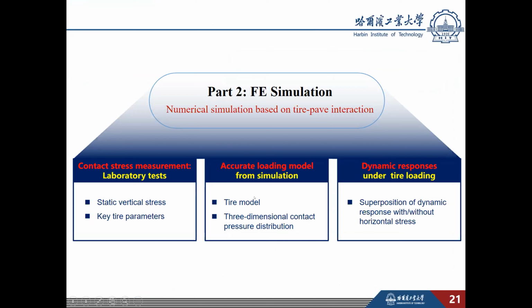So in the second part, I would like to talk about the finite element simulation of asphalt pavement under accurate tire loading. The reason for this is that we utilized assumed loading patterns in the previous part, that is, the analytical solution part. As a result, the most important thing is to find a more accurate tire loading by laboratory test.